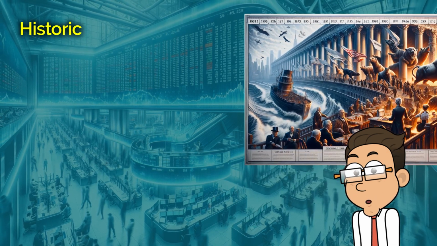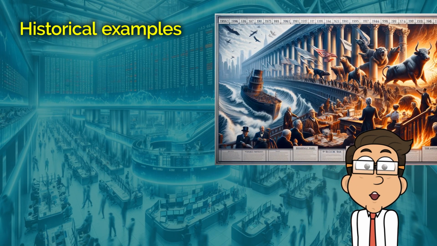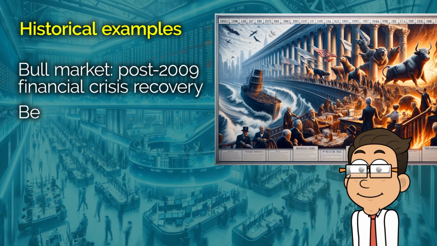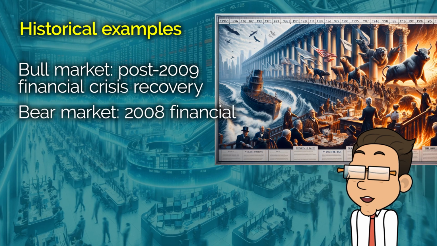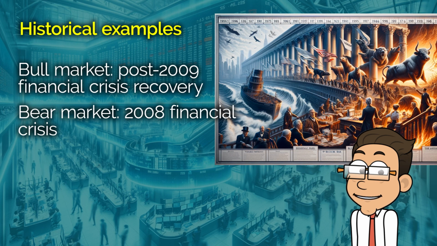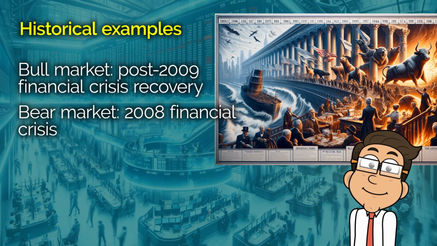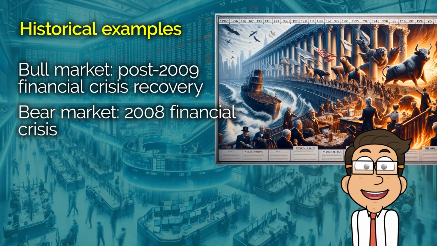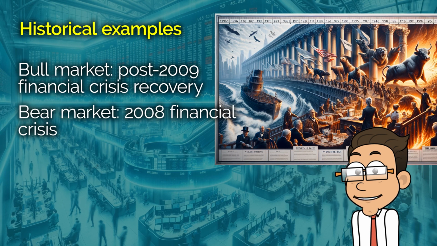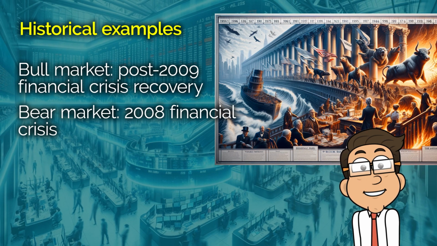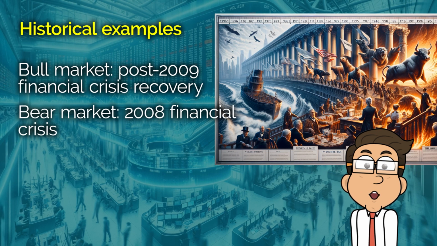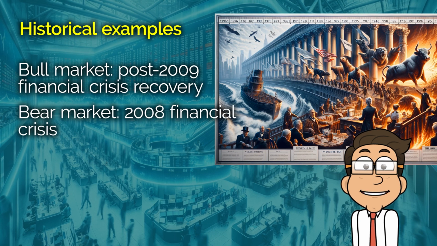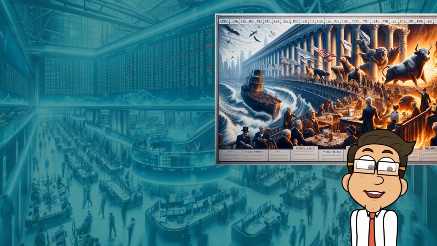Now, let's look at some historical examples to make this more concrete. One of the most famous bull markets in recent history started in 2009, after the financial crisis. It lasted over a decade, with the stock market reaching new highs and many investors seeing significant gains. This period was characterized by economic recovery, low interest rates, and strong corporate earnings. On the flip side, the 2008 financial crisis is a textbook example of a bear market. Stock prices plummeted, and many people lost significant portions of their investments. This period was marked by economic recession, high unemployment, and a lot of fear and uncertainty in the markets.